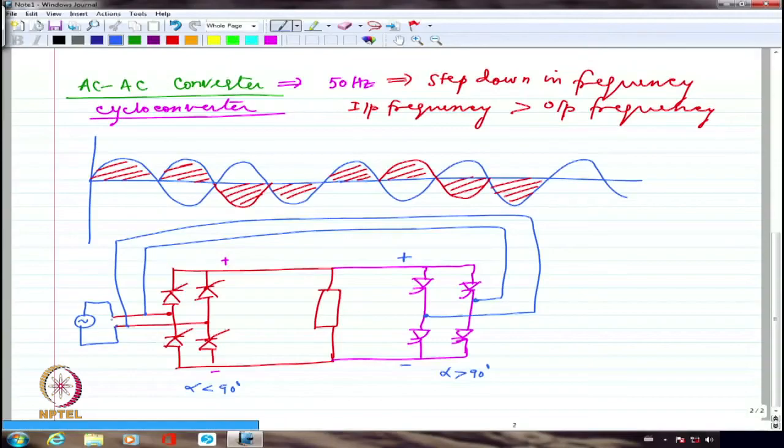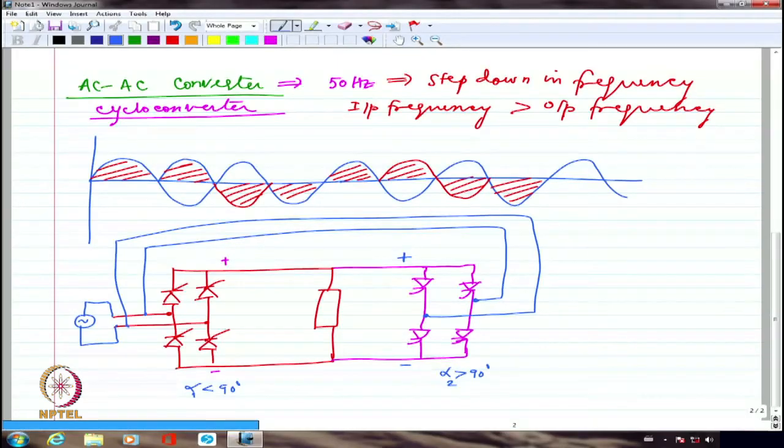Cycloconverter is no different from the dual converter as far as the circuit diagram is concerned. The only difference is, in dual converter, we were operating one at alpha less than 90, the other at alpha greater than 90, and we were making sure that alpha 1 plus alpha 2 equals 180. This was the control that we wanted to have, if you may recall, so that the average voltage across this and the average voltage across this are the same, not the instantaneous values. They were different, right?